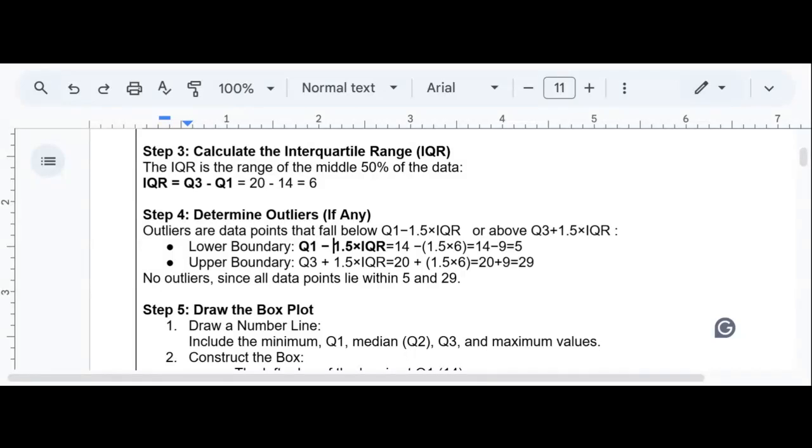Is this clear? Clear. So he said there is no outlier since all data points lie within 5 and 29. Okay?